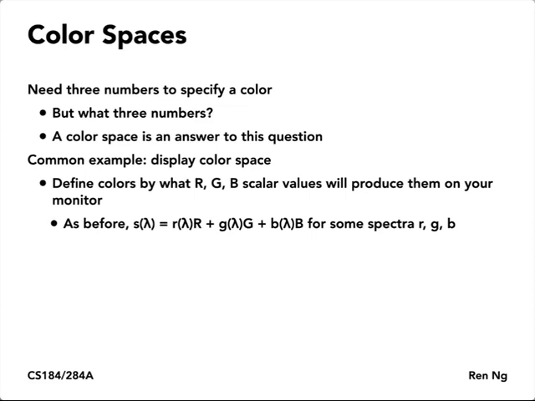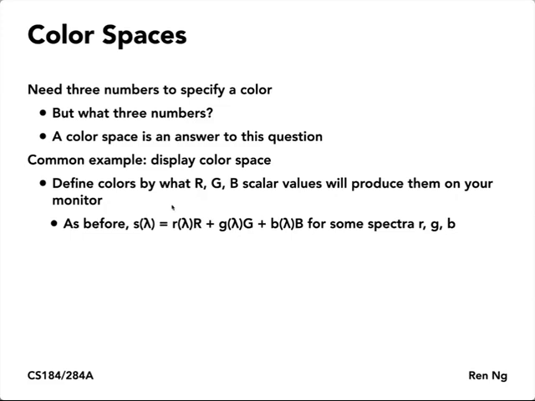Okay, so a common example is display color space. We could define colors by what RGB scalar values we need to use to reproduce them on a specific monitor, a physical monitor. And this is the math that we had used with, in this case, lowercase rgb, lowercase being the spectra, rgb of lambda, and capital RGB being the scalar values, exactly like the color reproduction problem. So we could just say, hey, let's represent the color with those RGB values.